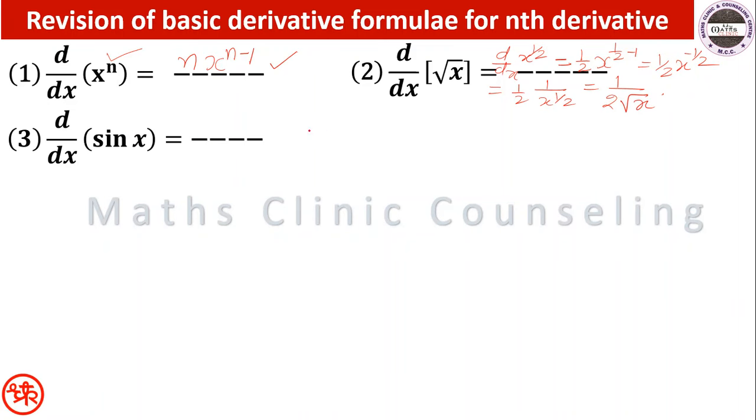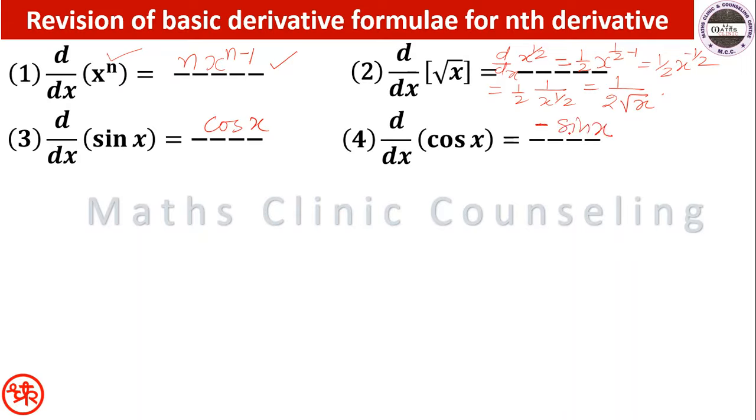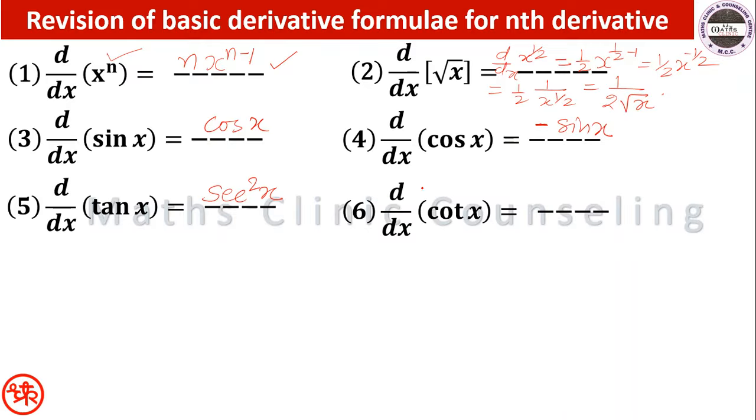d/dx of sin x is what? Cos x. Is that clear? d/dx of cos x is what? Minus sin x. Is that clear? d/dx of tan x is sec square x. Is that clear? Then d/dx of cot x is minus cosec square x. Is that clear? This is d/dx of cot x.